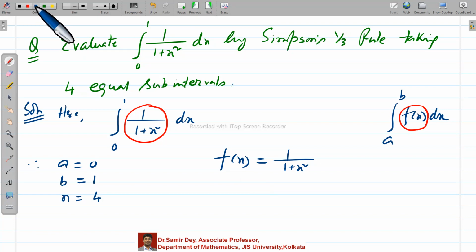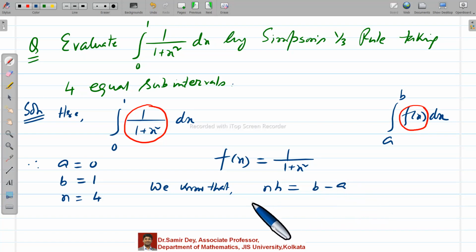So please write down, we know that nh is equal to b minus a. So n is given, so h is equal to, what is b? 1 minus 0 by h. What is n? It is 4. Ultimately it is coming 0.25.